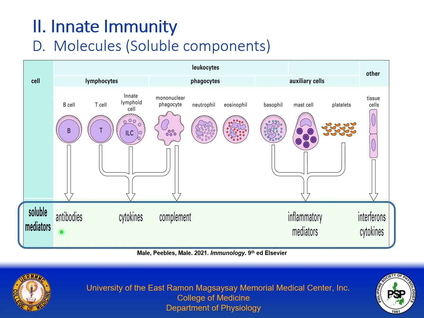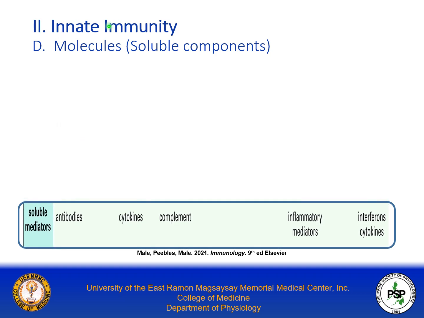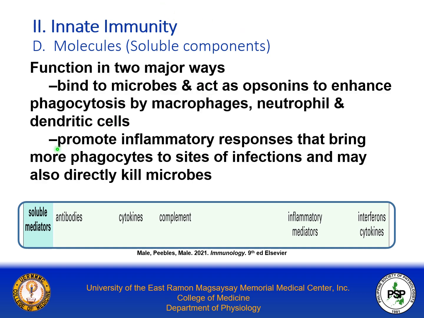Antibodies produced by the B cells will be discussed under the adaptive immune response. Note that each cell produces and secretes only a particular set of cytokines or inflammatory mediators. Now, what are the functions of these molecules? They function in two ways. They bind to microbes and act as opsonins, and this is to enhance phagocytosis. They also promote inflammatory responses that bring more phagocytes to sites of infection and may also directly kill microbes.